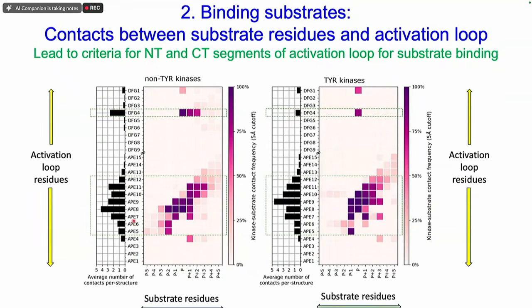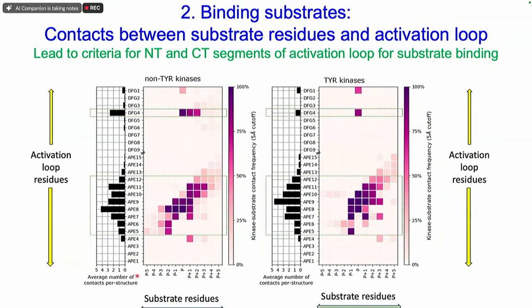And the activation loop is here. The activation loop starts with that DFG motif. DFG1 is aspartic acid, DFG2 is the phenylalanine, then the glycine. The fourth residue of the activation loop, DFGX, whatever X is, has lots of contacts with the substrate residues P, P plus 1, P plus 2. These are the non-tyrosine kinases on the left and the tyrosine kinases on the right. Again, they bind a little bit differently, but they have that DFG4 residue in common.